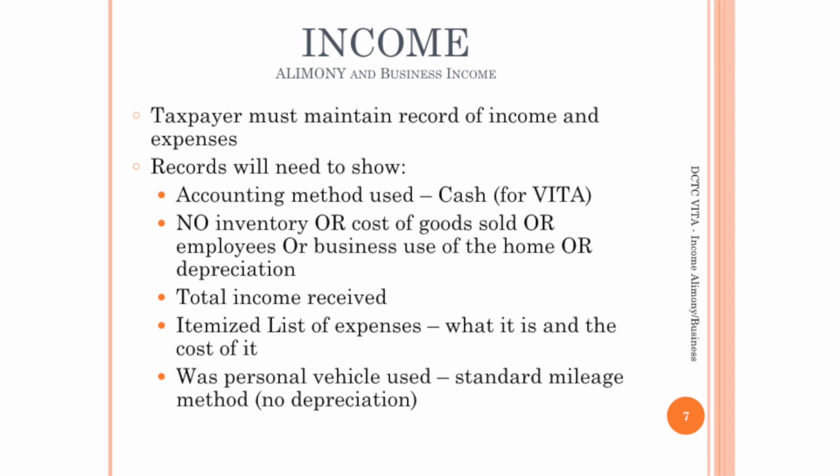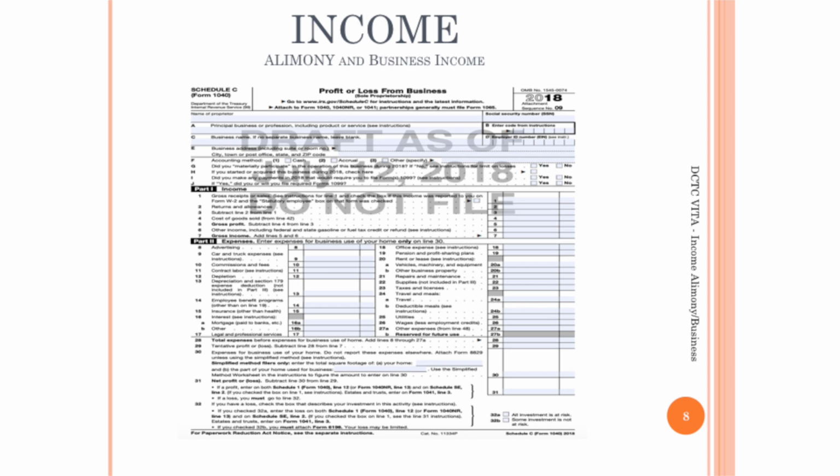The records need to show the total income received, a total itemized list of expenses, and whether or not a personal vehicle was used to earn that self-employment income. The income and the expenses information would be captured on the Form 1040 Schedule C, the profit or loss from the business or profession. This is the actual Form 1040 Schedule C, profit or loss from the business.